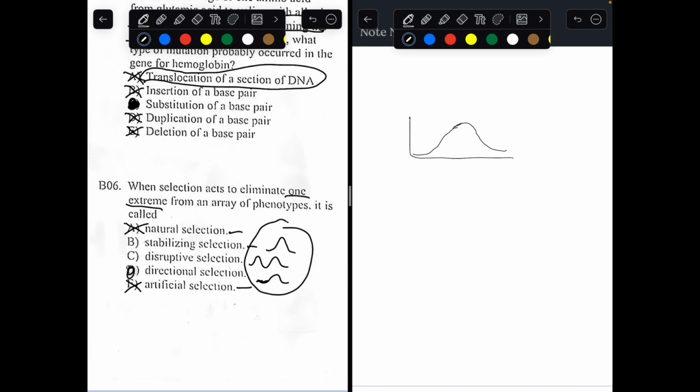That would be directional selection. Directional selection is when one extreme is being favored. So when you're eliminating one extreme from an array, everything is shifting towards the other extreme. So the answer to number 6 would be D, directional selection.